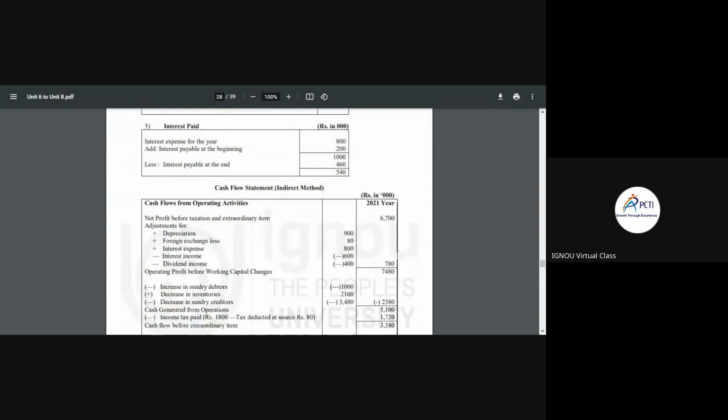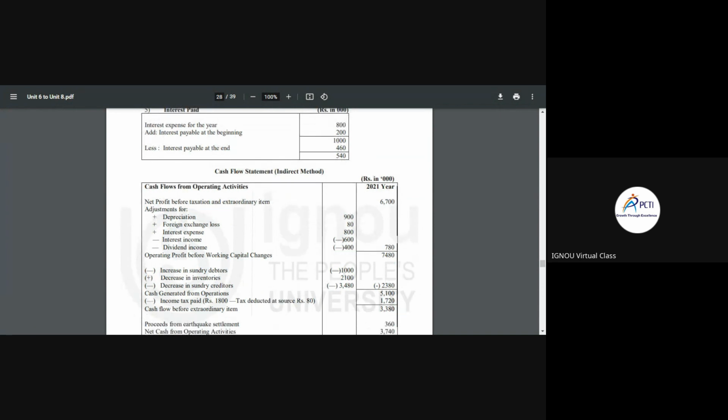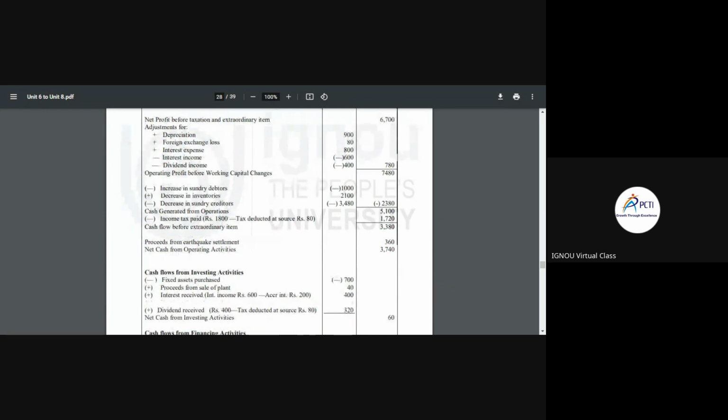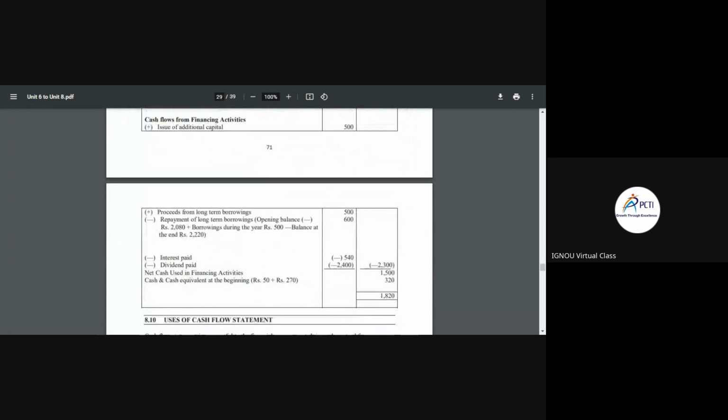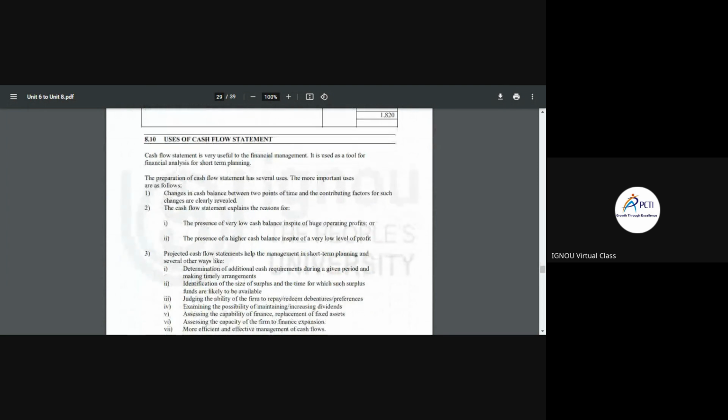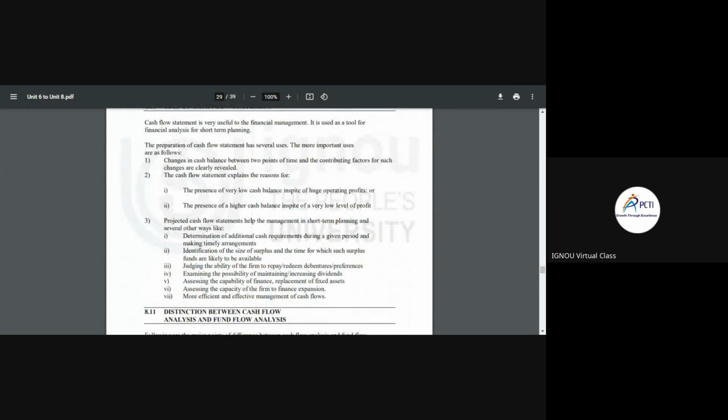Then you have interest paid. In that case, you will have the interest expense for the year. Then you add the interest payable at the beginning and deduct the interest payable at the end. In this way, you can make the cash flow statement from the indirect method: operating, investing, financing, and in the end, you have the cash and cash equivalent. Now, what are the uses of cash flow statement?